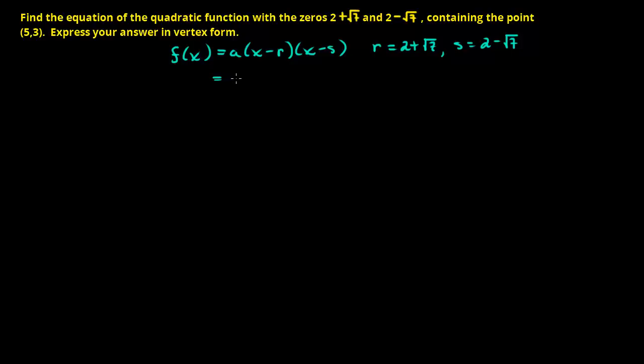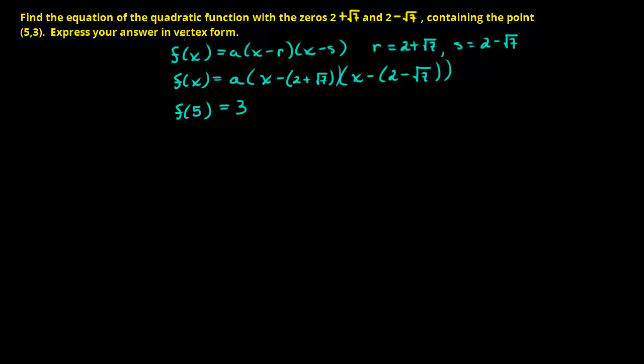Well, if we actually plug in r and s, we get f(x) would be equal to a times (x minus (2 plus root 7)) times (x minus (2 minus root 7)). So I just substituted r and s. Now I know that if I substitute 5 in for x, which I can denote like this, f(5) should spit out the value 3, because (5, 3) is on the graph of our function.